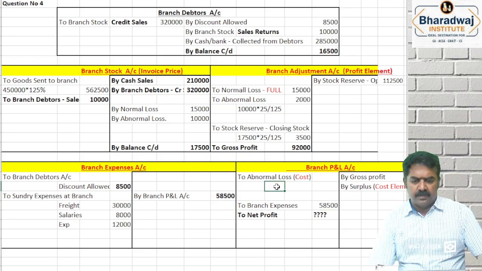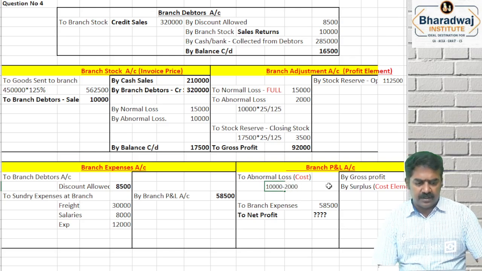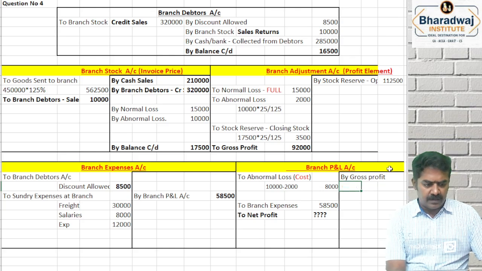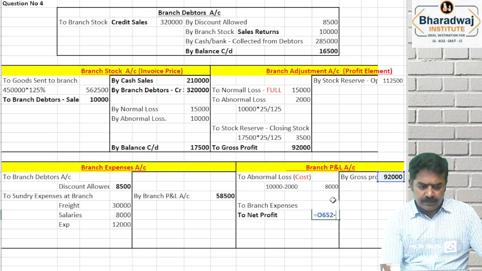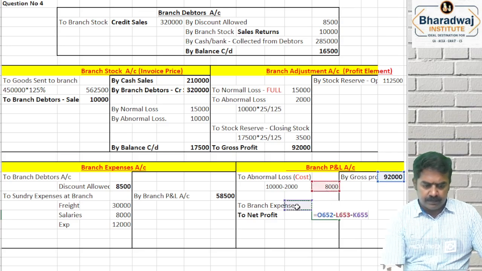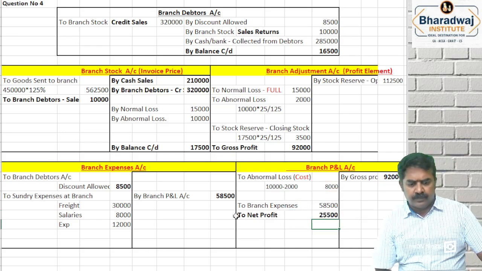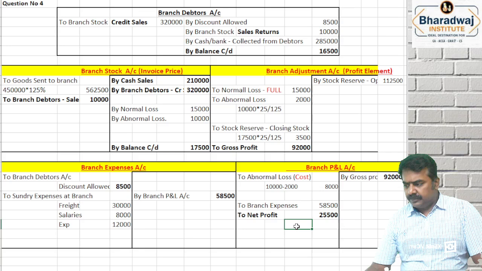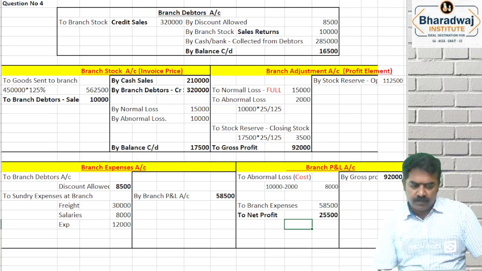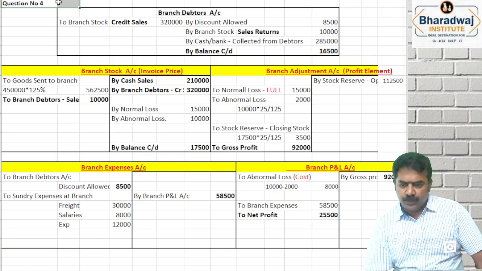Abnormal loss, the cost element 10,000 minus 2,000, 8,000 will be charged. Gross profit 92,000 minus all these things, 25,500 is net profit. This is question number 4.